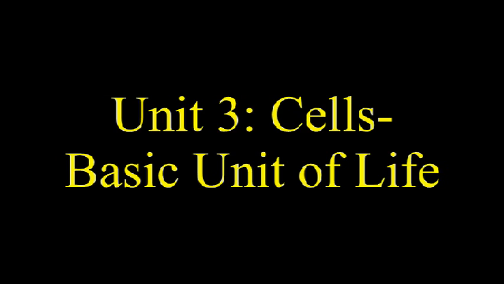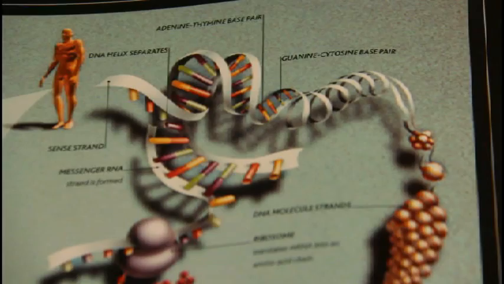There are 8 characteristics of life. Cell composition. Reproduction. Universal genetic code. Growth. Metabolism. Response to stimuli. Homeostasis.